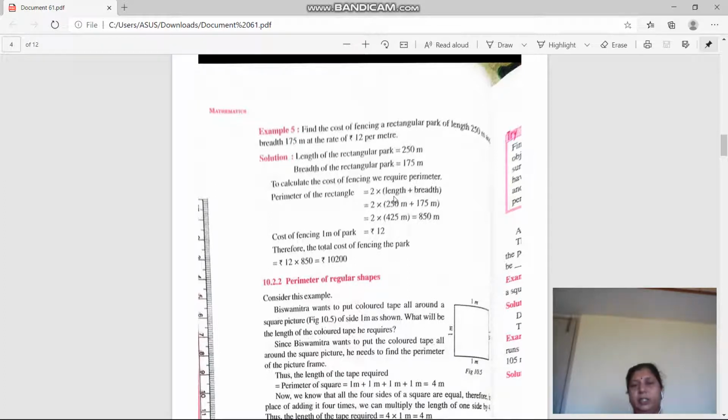It is equal to 2 multiplied by (length plus breadth). So, 2 multiplied by (250 plus 175). How will you get it? It is 425. When we multiply 2 multiplied by 425, what do we get here? 850 meter. It is the perimeter of the rectangle. Get it? Now, we have to calculate the cost of fencing. It is equal to 12 multiplied by 850. When we multiply 850 by 12, we get 10,200. Clear everyone? Okay, now next.